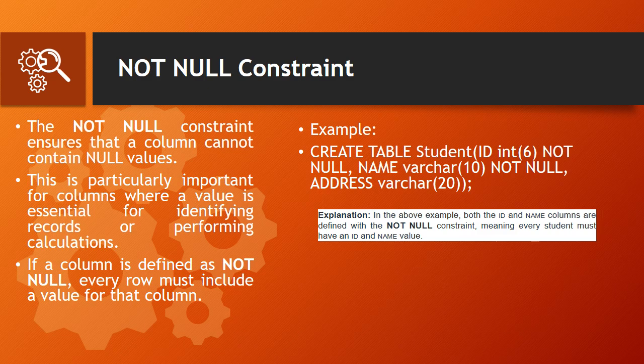Example: CREATE TABLE student (ID INT(6) NOT NULL, name VARCHAR(10) NOT NULL, address VARCHAR(20)). In the above example, both ID and name columns are defined with the NOT NULL constraint, meaning every student must have an ID and name value.